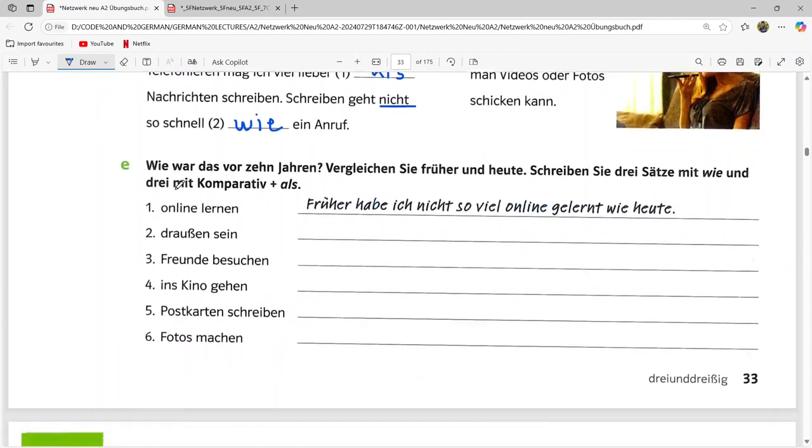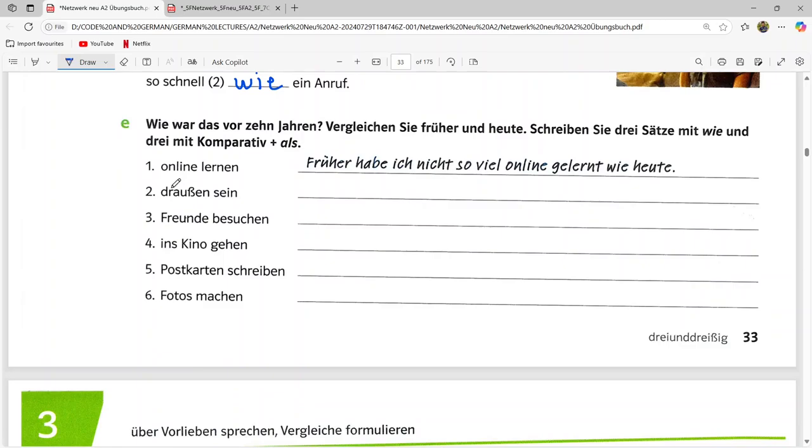We go down, solve the next one. Wie war das vor 10 Jahren? So how was it 10 years before? Vergleichen Sie früher und heute. So compare the previous and today's. Schreiben Sie 3 Sätze mit wie und 3 mit comparative plus als. So write down 3 sentences with wie and also comparative with als.